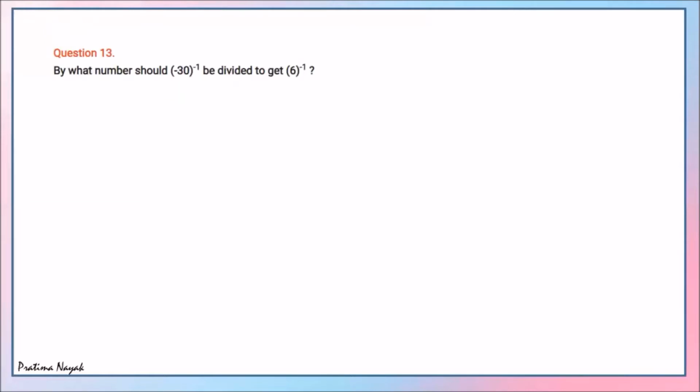Next is question number 13. It is a similar question. You can try yourself. You can check from the video. Pause the video and do it yourself. Okay, then it will be minus 30 to the power minus 1. Minus 30 to the power minus 1 is equal to minus 1 by 30. Negative will be on the numerator. Similarly, 6 to the power minus 6 is equal to 1 by 6.